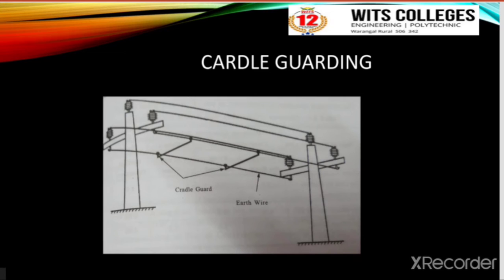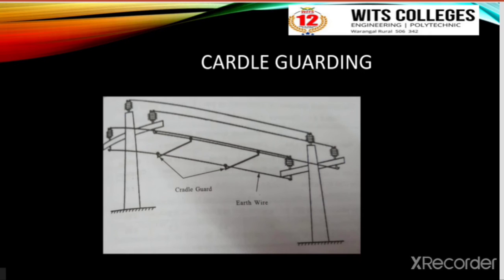thereby blowing the fuse or tripping the coil of a circuit breaker. When a low tension line crosses a road or railway line, it is in the horizontal formation. This is about the cradle guarding.